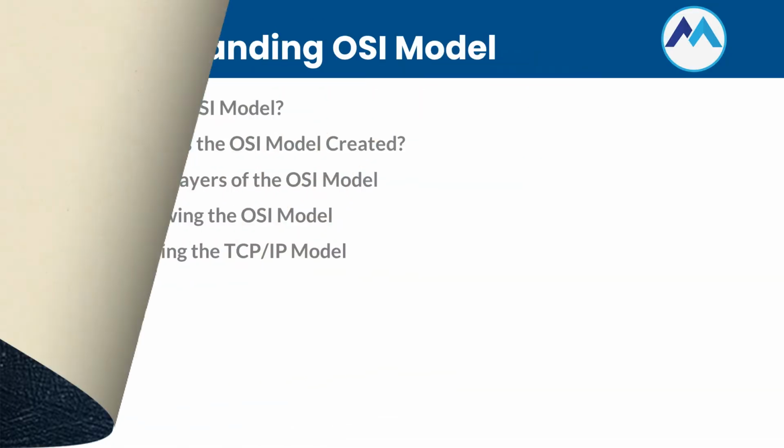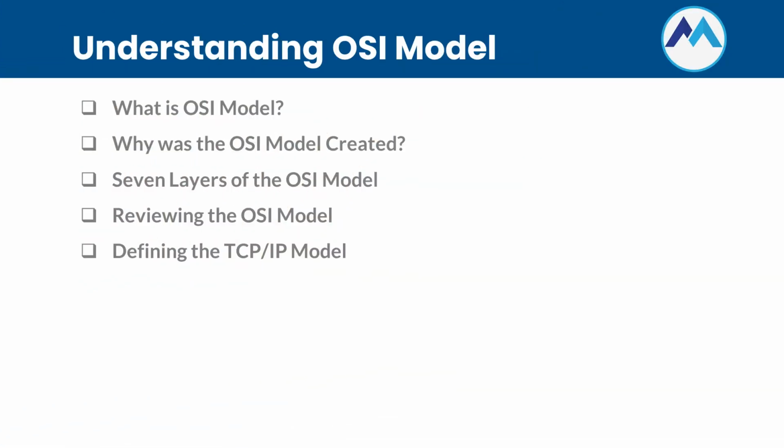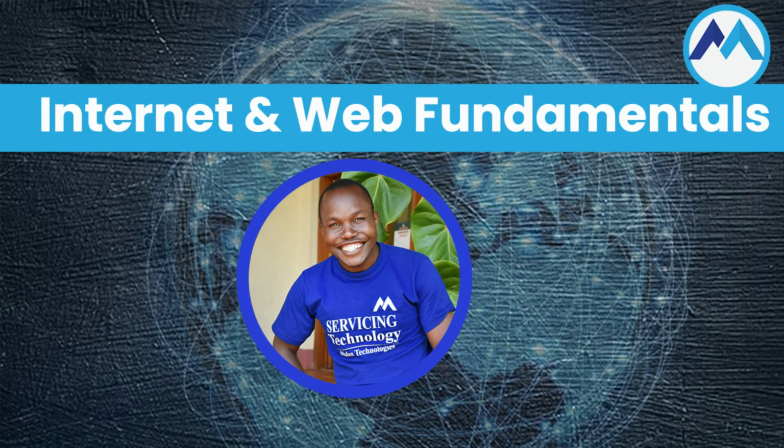In this lesson, we're going to look at the OSI reference model, what it is, why it was created, and how information gets transmitted on its various layers. This is the second video in my series where I'm teaching about Internet and Web fundamentals. I've also shared the link to the comprehensive article about this lesson in the video description.